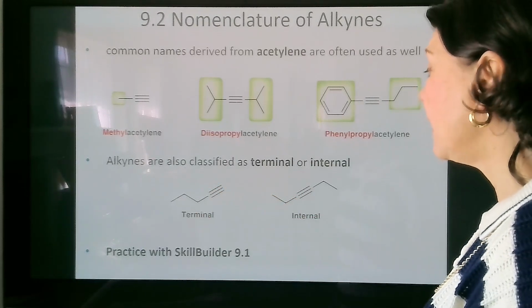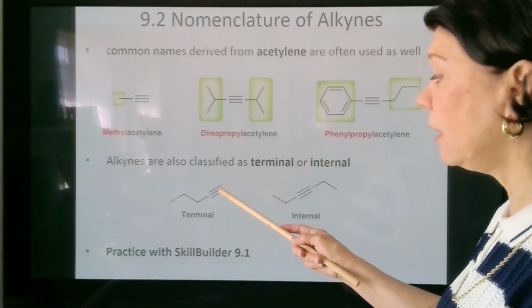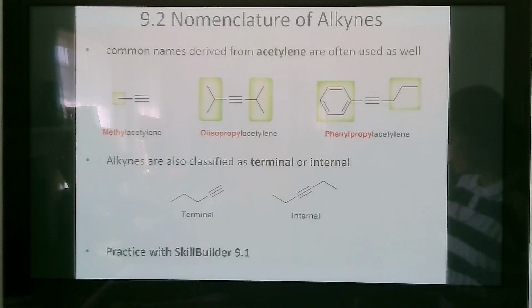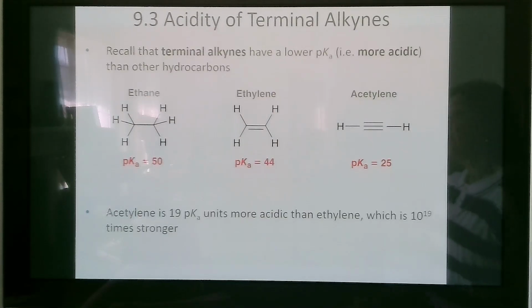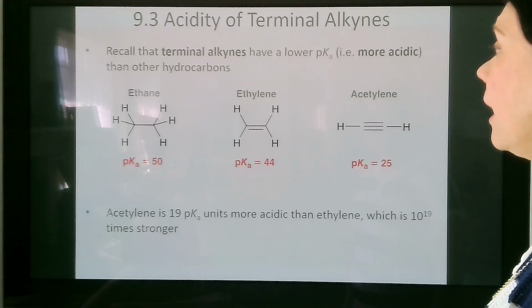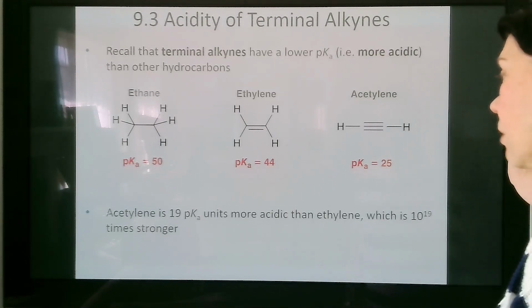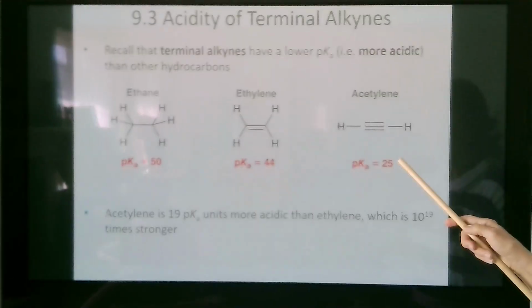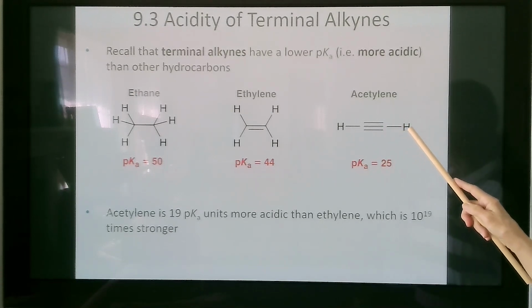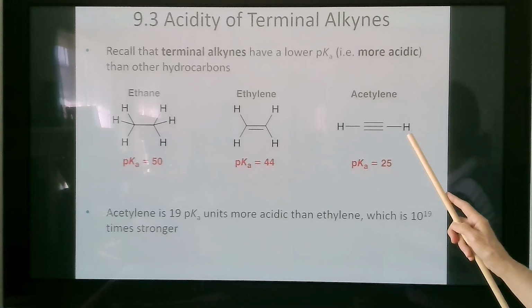Alkynes are also classified as terminal or internal. It's terminal if the triple bond is at the end, internal if the triple bond is in the middle. And terminal alkynes have a lower pKa than other hydrocarbons. So this is significantly lower. So that tells you that this proton is much more acidic. It's fairly acidic for an organic compound.